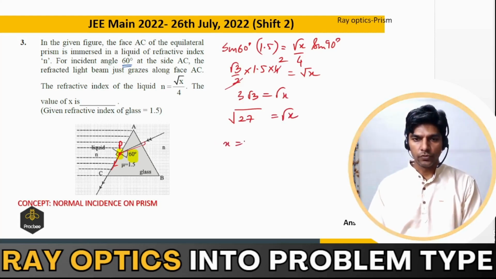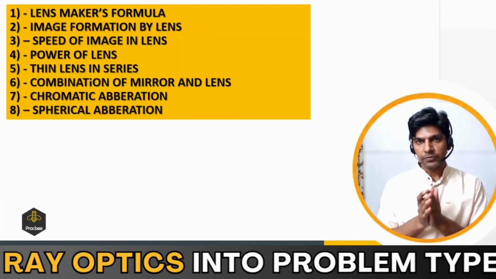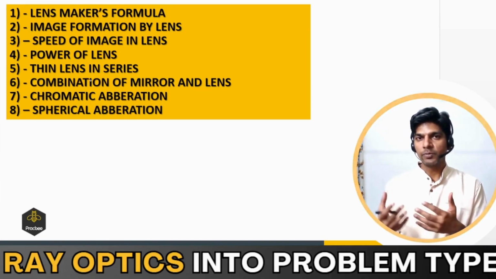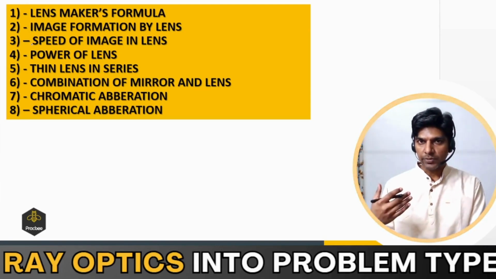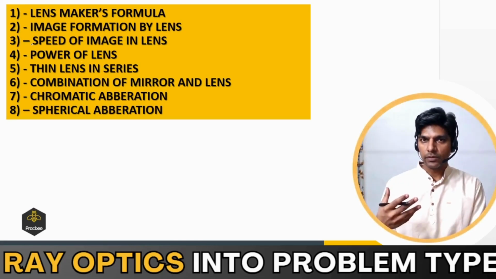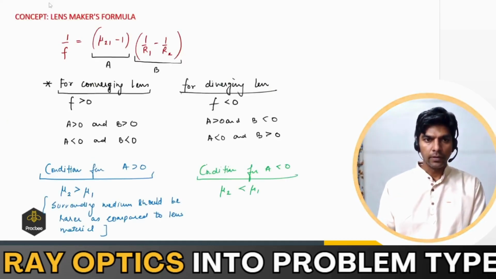So x comes out to be 27. Now we are done with the problem type associated with prism. Now let us see the different problem types that can be formed for lenses. So I'm going to discuss 8 problem types and I'll discuss these problem types one by one. So let us see the very first problem type, and it is based on lens maker's formula.